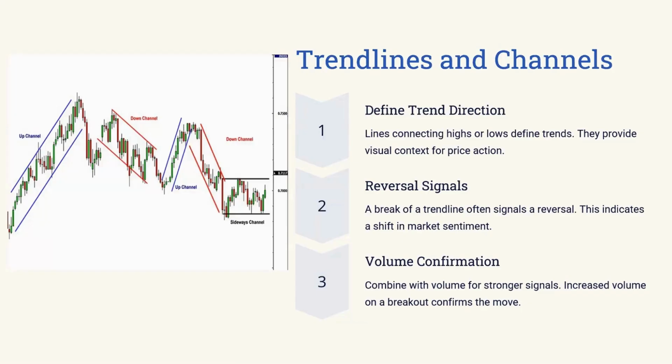If a trend line is broken with significantly increased selling volume, it adds conviction to the bearish reversal signal. If a downtrend line is broken with significantly increased buying volume, it strengthens the bullish reversal signal. Low volume on a break may indicate a false breakout or a less convincing reversal.